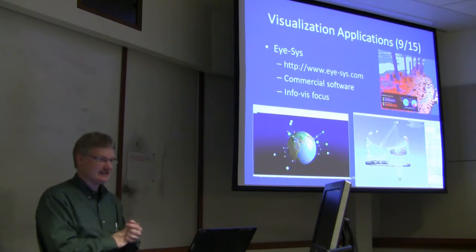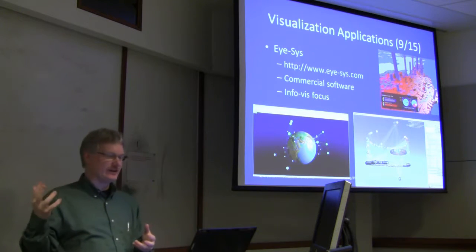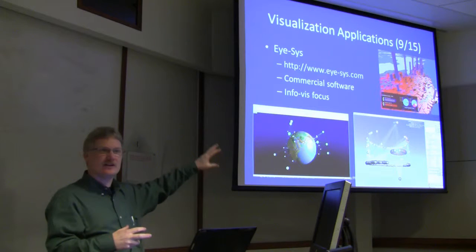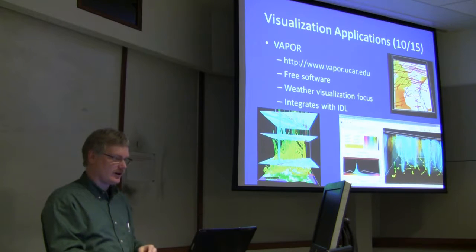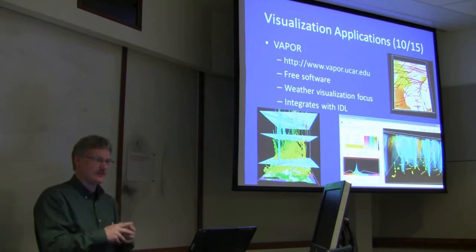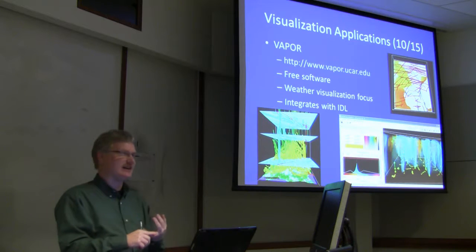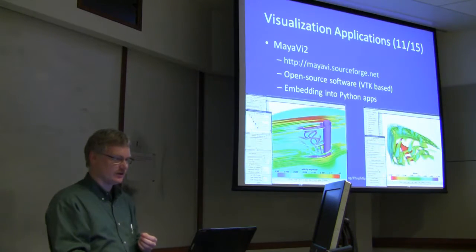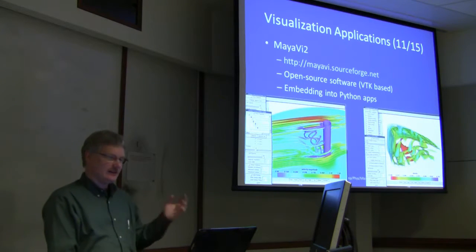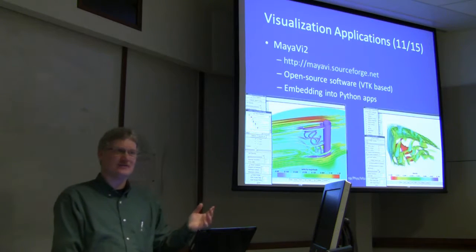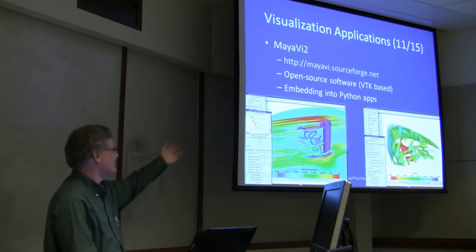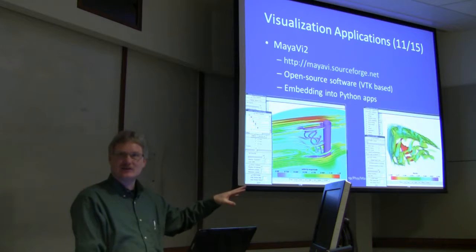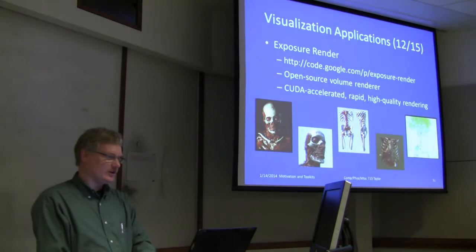All right, ISYS is another commercial software. It's more InfoVis focused. So if you want to look at graphs and layouts and descriptions of networks, this would be more than the tools, the ones I've talked about so far. Vapor is a free software that's weather visualization focused and integrates with IDL. IDL is a programming language that a lot of people in that domain use. And so if that's something you know, that may be a good one to go for. MayaVi 2 is another VTK based. You can never have too many VTK based free software packages to choose from, right? And this is useful for embedding into Python apps, right? So if you want to embed some visualization inside your app, that's what this is particularly focused on.